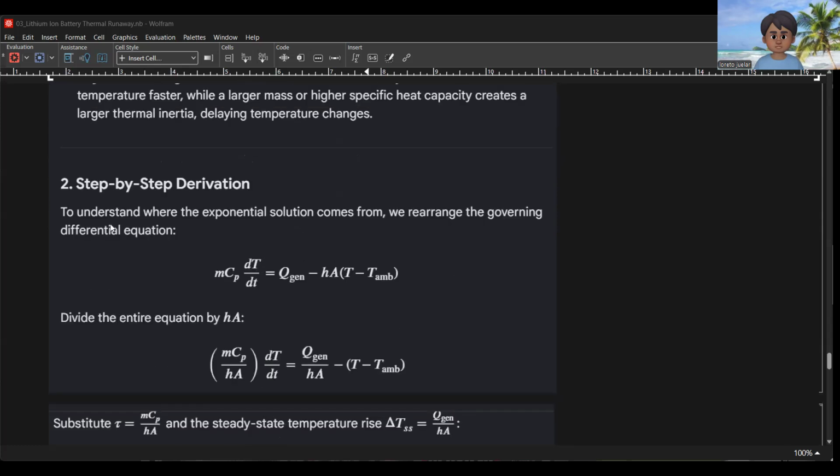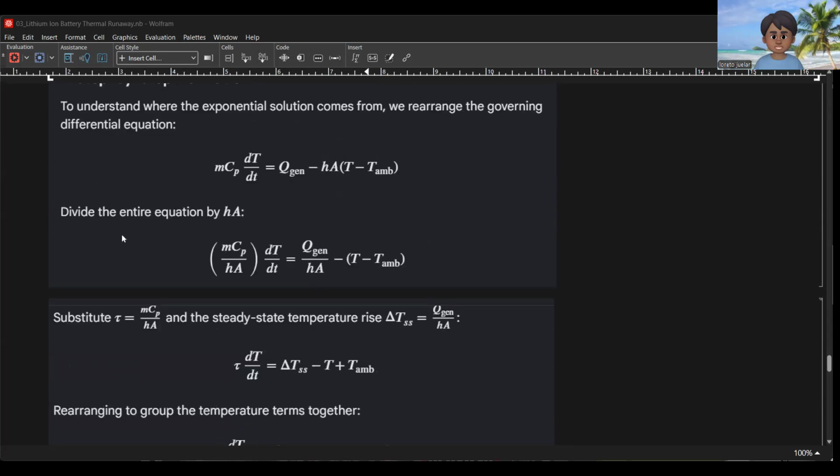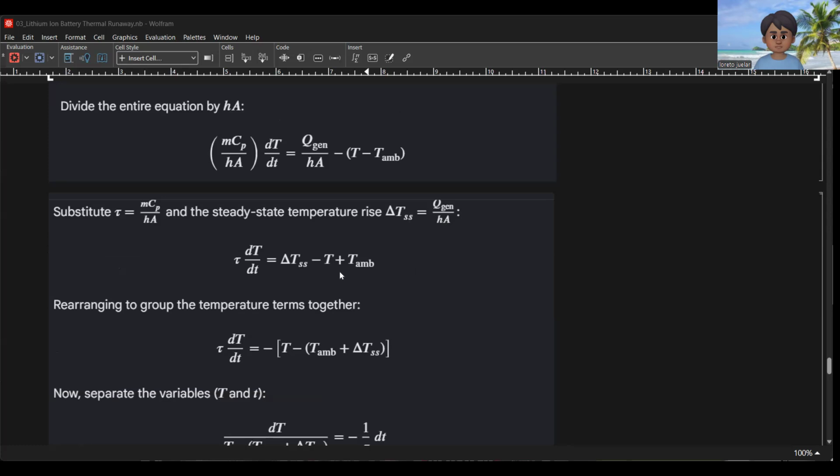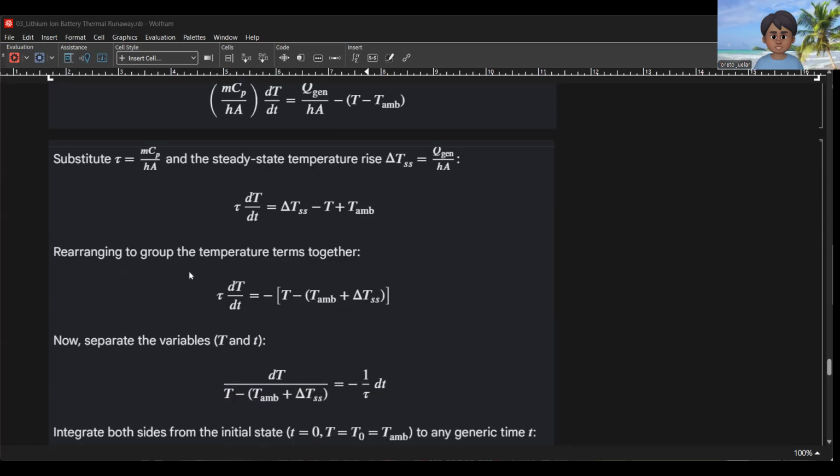That is step 2 here. To understand where the exponential solution comes from, we rearrange the governing differential equation here, this one. Then divide the entire equation by hA. We simplify this and let this be equal to the time constant, the m c_p over hA here, and the steady state temperature rise is the total amount of heat generated over the convective coefficient times area. So this is now our simplified differential equation.